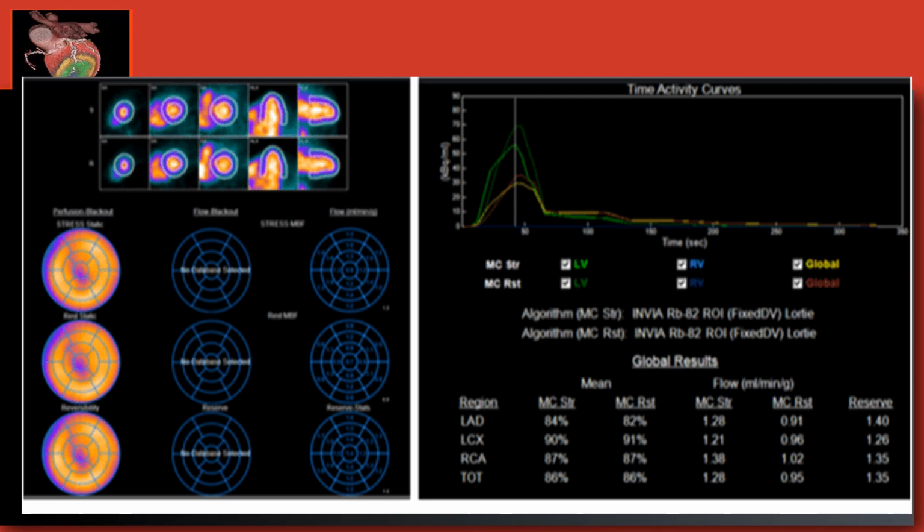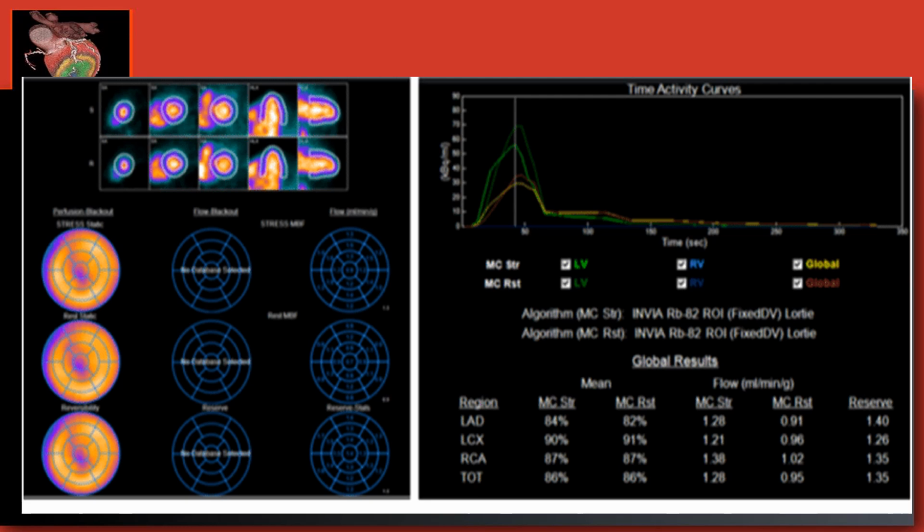You do end up getting a polar map with those, and that will tell you regionally where there is a decrease in myocardial blood flow reserve. On the right side of the image, you see the time activity curve, and it's color coded here. The left ventricle is green at rest and stress. The right ventricle is blue at rest and stress. And then you also see the global blood flow.